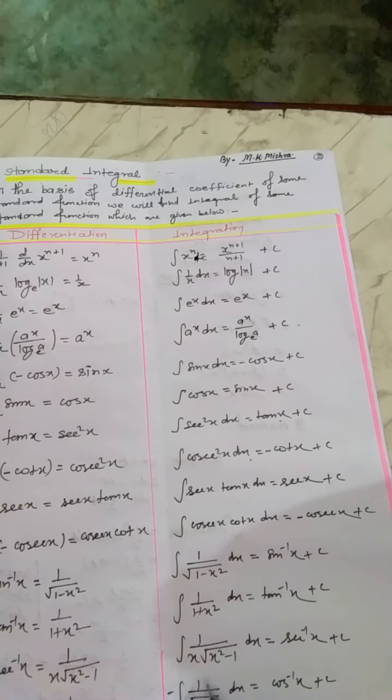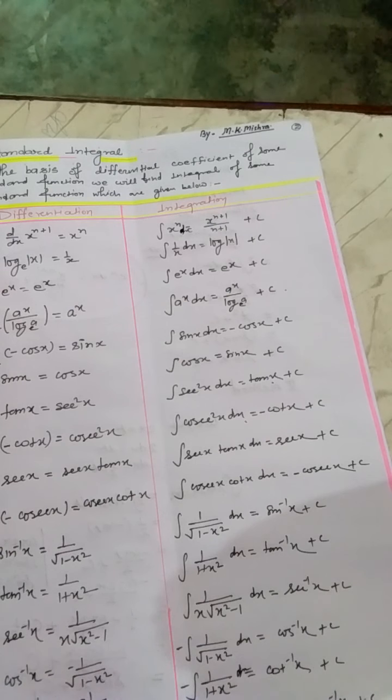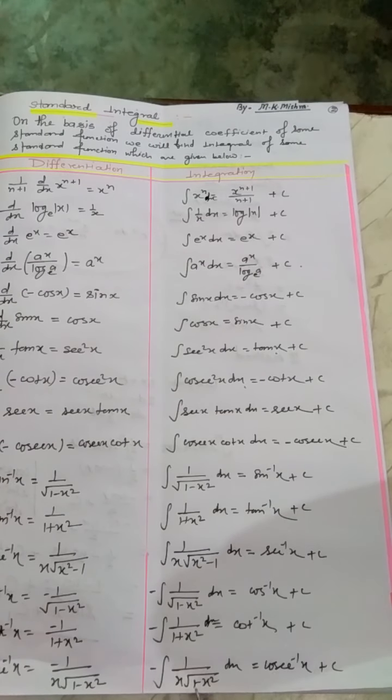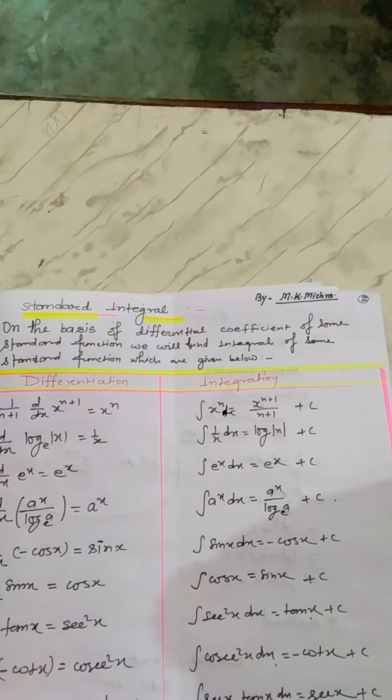Integration of minus 1 upon under root 1 minus x square dx is equal to cos inverse x plus c. Integration of minus 1 upon 1 plus x square dx is equal to cot inverse x plus c. Integration of 1 upon x under root 1 minus x square dx is equal to cosec inverse x plus c. Now it is clear that integration and differentiation are reverse processes.